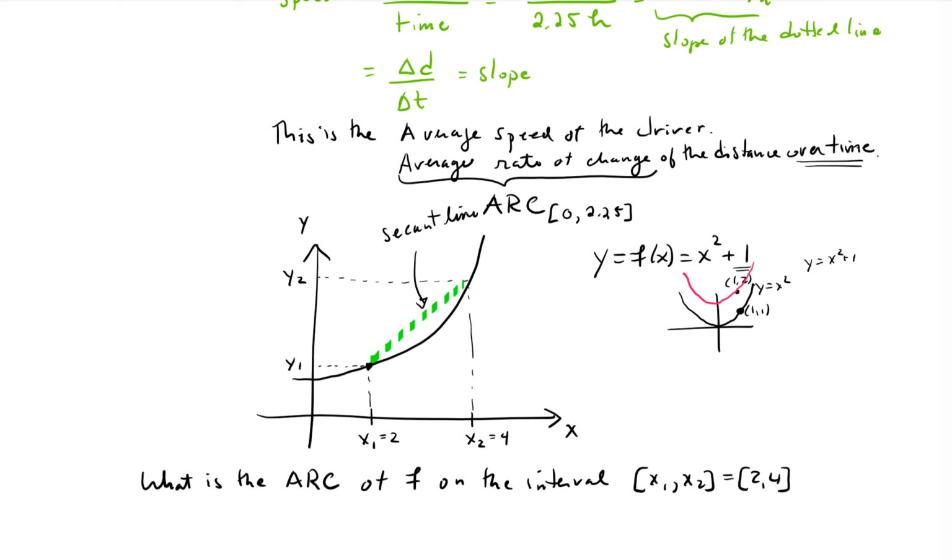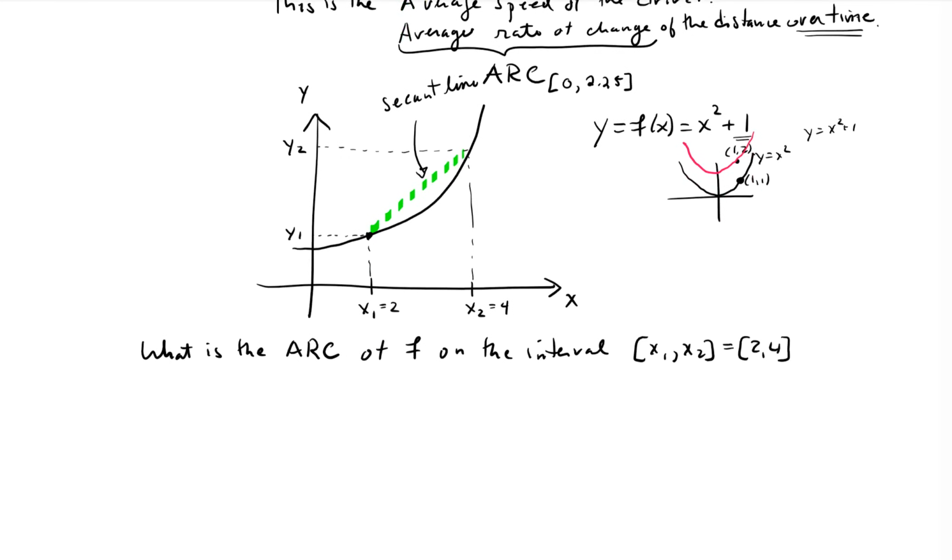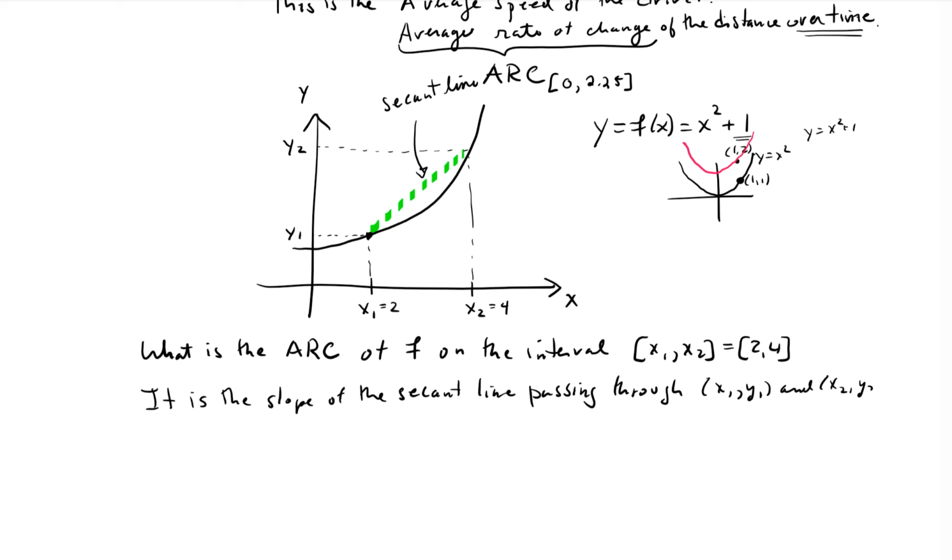So it is the slope of the secant line passing through x1, y1, and x2, y2. So we just need to calculate a slope here. So ARC, average rate of change over the interval 2, 4. Okay, or maybe actually let's use x1, x2 first, because I'll use that to get a general formula.